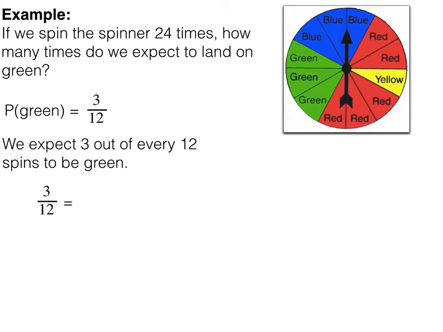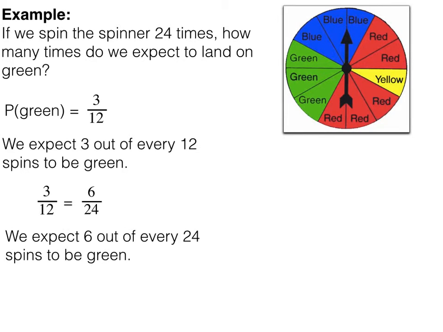3 out of 12 is equal to 6 out of 24. So we expect 6 out of every 24 spins to be green. So if we spin 24 times, we would expect 6 green. That would be our answer.